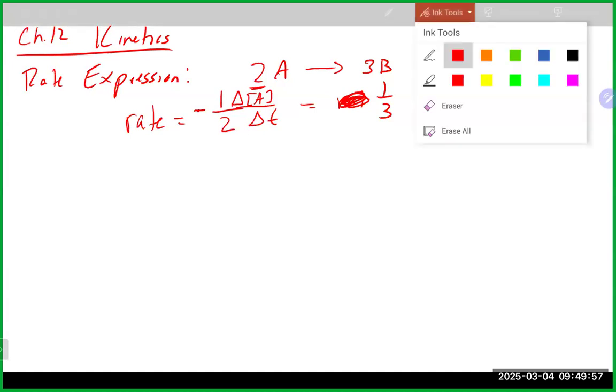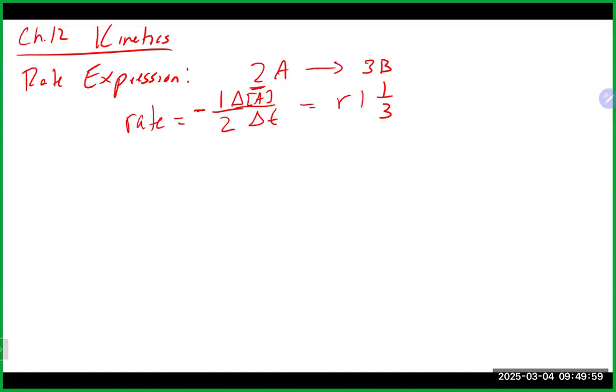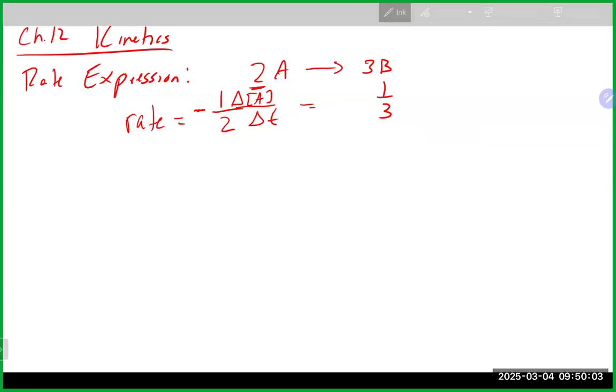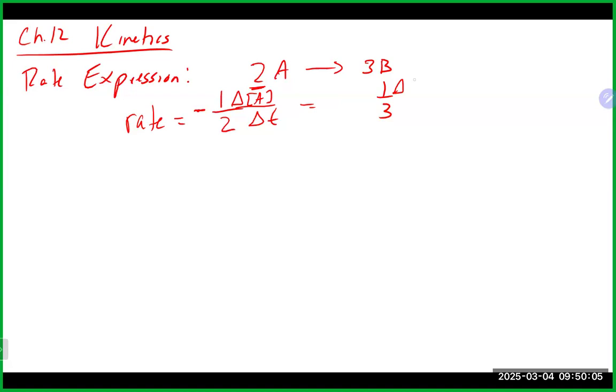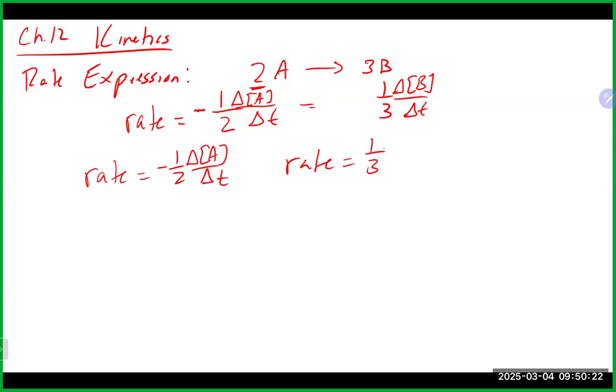Again, here on the product side, it's going to be positive. We don't need the negative, as it should be increasing with time. And we'll have the change in the concentration of B over the change in time. So you can write them all together. Again, you can write them individually, but we'll do it this way. Or you could have the rate is equal to 1 over 3, change in concentration of B over change in time.